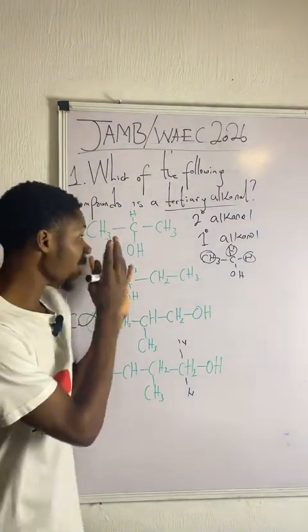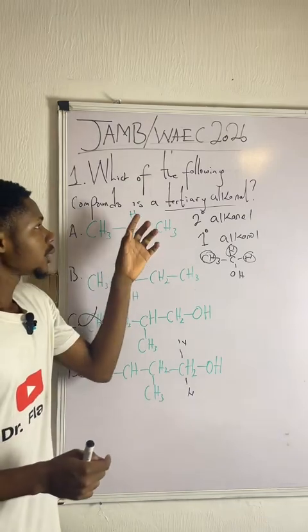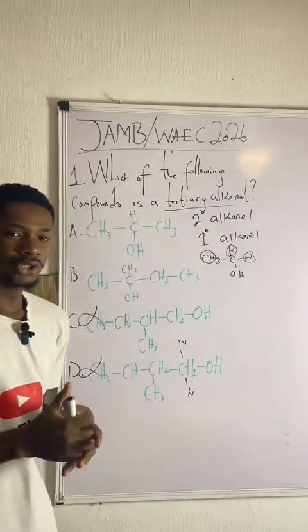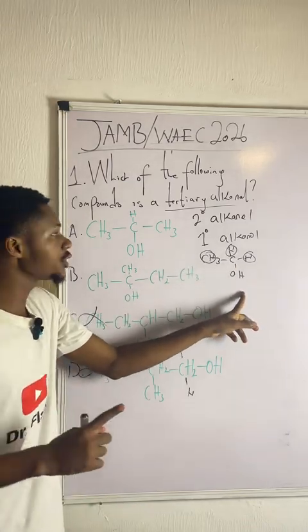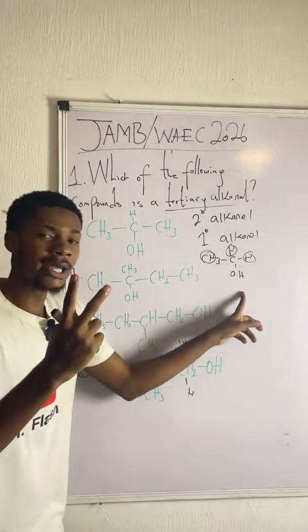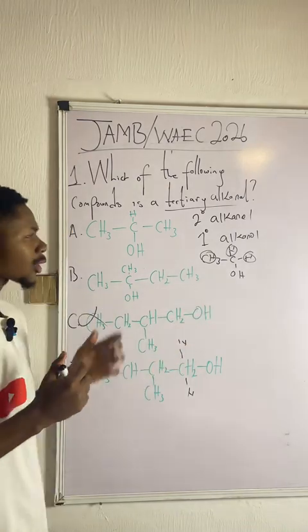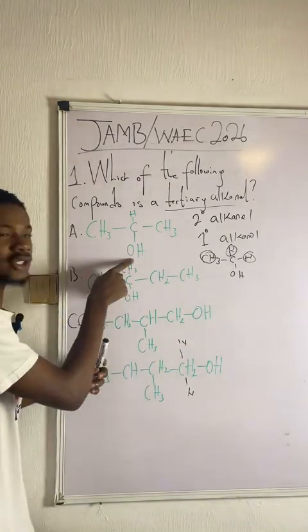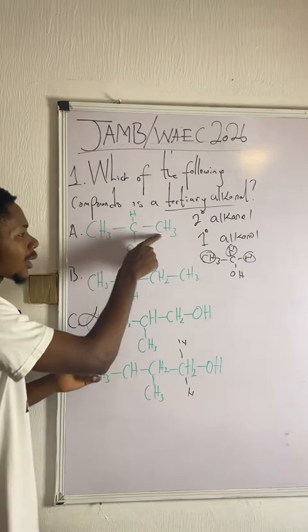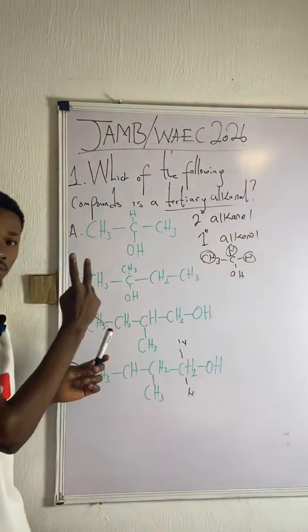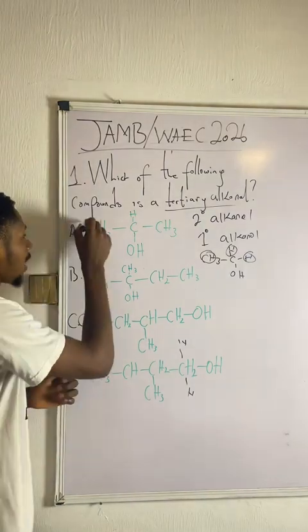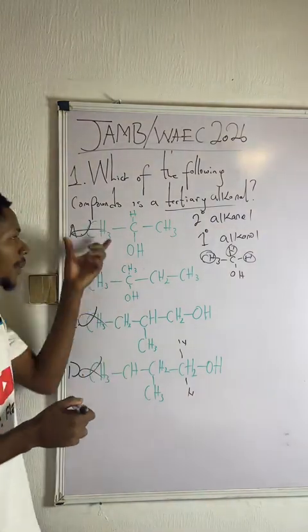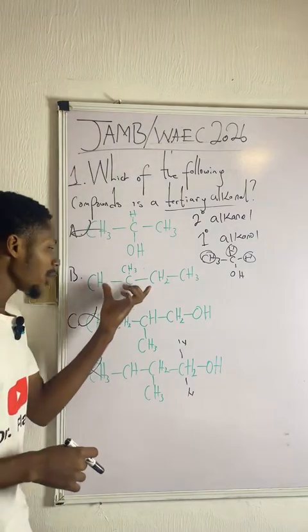Before I go to these 2, let us now discuss how we identify tertiary and secondary alkanol. Now, for secondary alkanol, the carbon atom that is carrying the OH is going to have 2 other carbon atoms attached to it. Let's look at the first one. This is the carbon atom carrying the OH. It has one carbon attached to it, another carbon attached to it. That's 2, right? So this one is a secondary alkanol. And that means this one is already out of it. So by eliminating the wrong option, we already know the right answer.